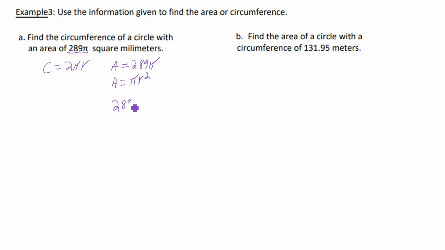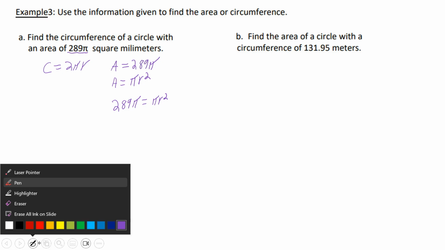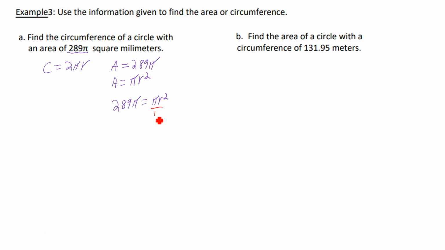So we got 289 pi equal to pi r squared. So we're going to divide both sides by pi because we're trying to isolate r. Look at that. Pi's cancel from both sides. We have 289 equals r squared. Square root both sides. So r is the square root of 289, which is actually 17.